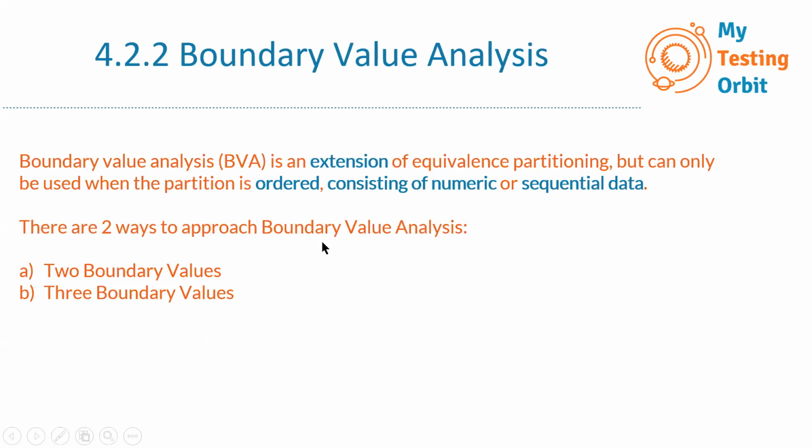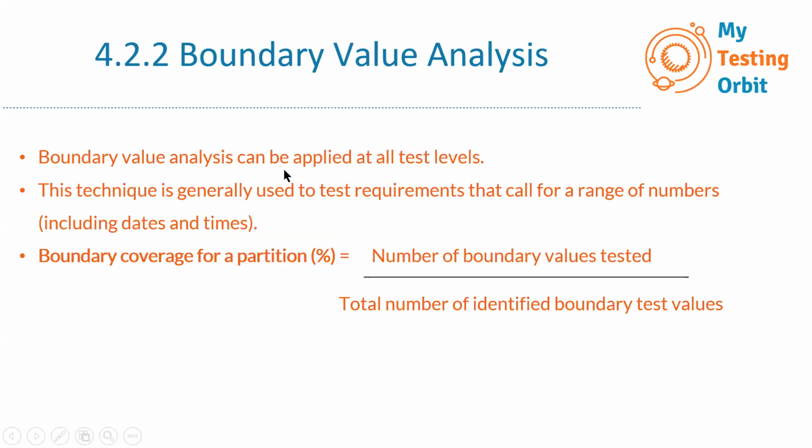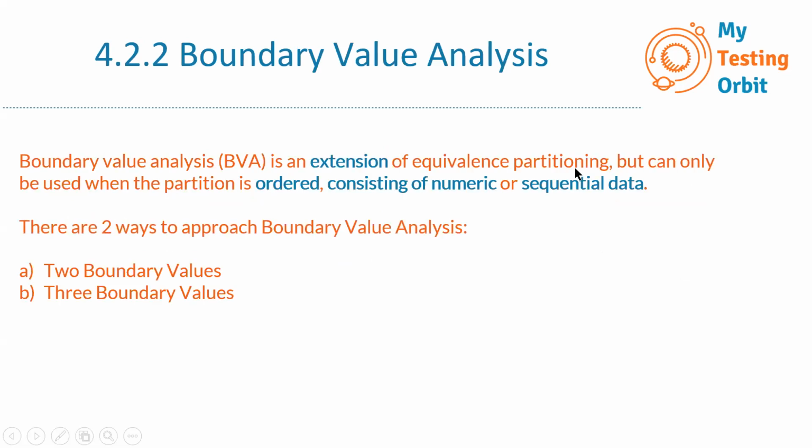So boundary value analysis is an extension to equivalence partitioning. It's also known as BVA. So in any question, if only BVA is written, then it means boundary value analysis. As we already said, it's an extension of equivalence partitioning, but can only be used when the partition is ordered, consisting of numeric or sequential data.